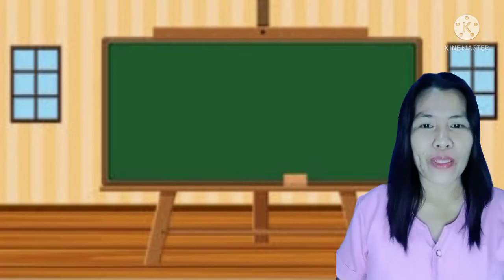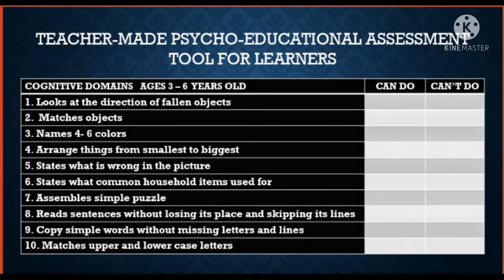So here is our teacher-made psychoeducational assessment tool for learners. We start with the cognitive domain, ages 3 to 6 years old. On the other side, the can do and can't do of the learners.